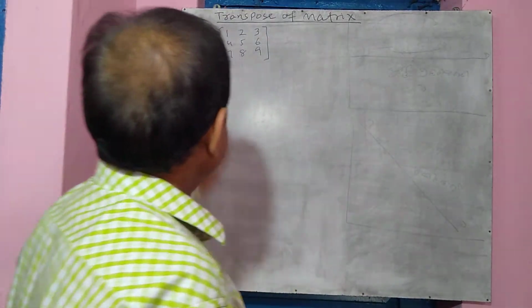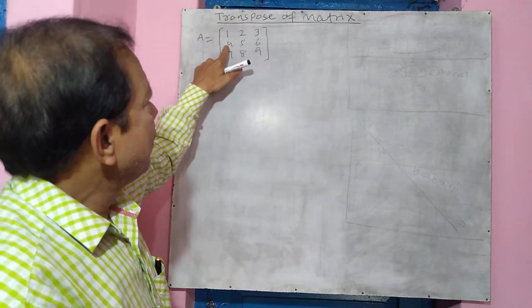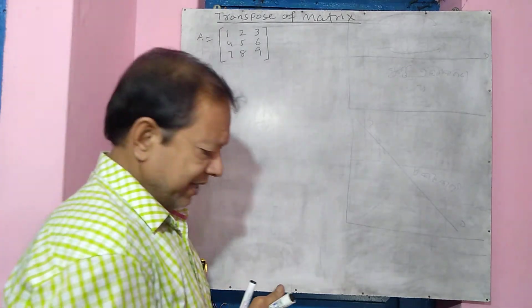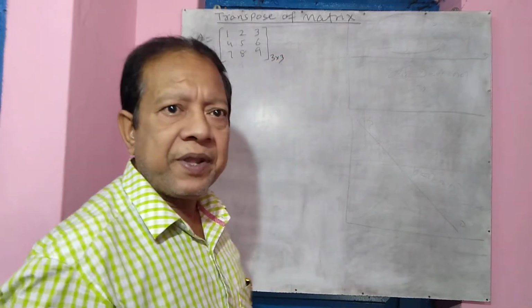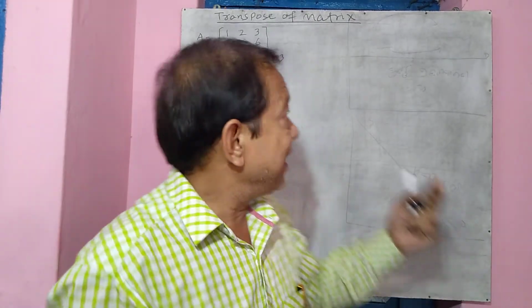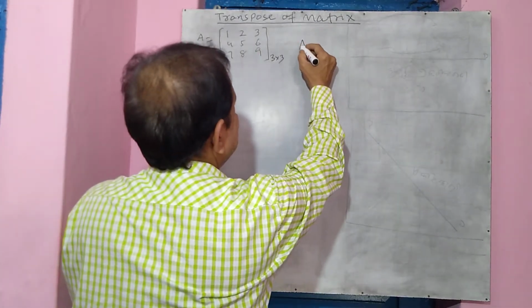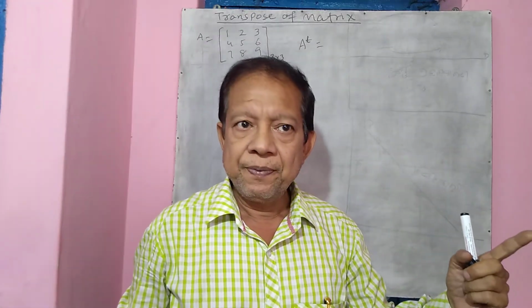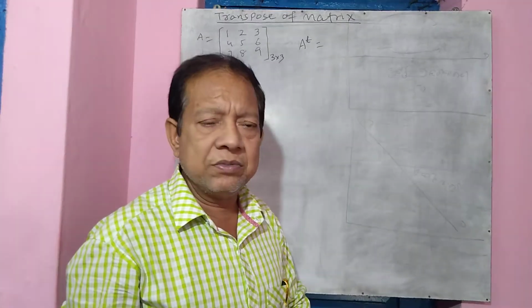Let's say I have taken a matrix A. Matrix A is 1, 2, 3, 4, 5, 6 and 7, 8, 9, as you see here. This is a 3 into 3 matrix. Now I want to transpose matrix A. How will it be transposed? Here I write AT. AT means the transpose of matrix A. You can write AT or you can write A dash also.